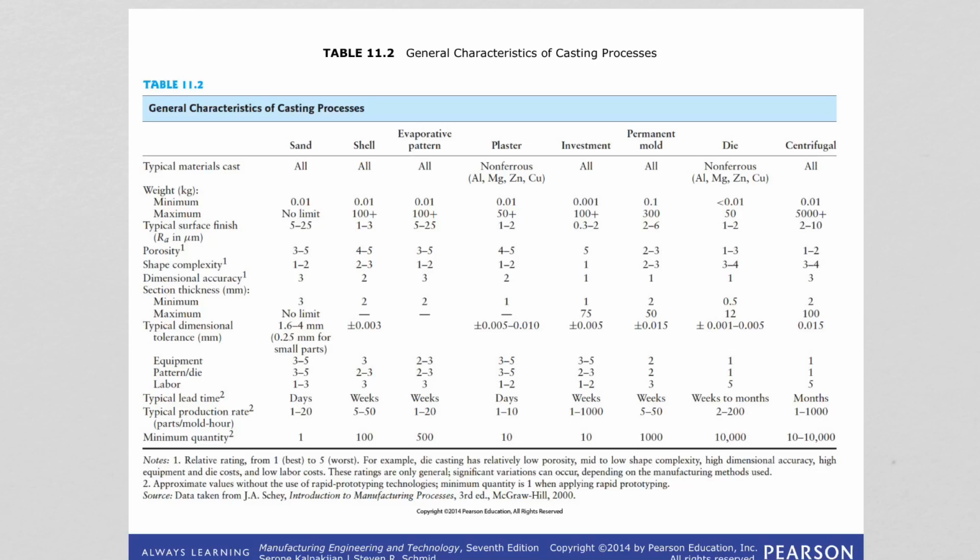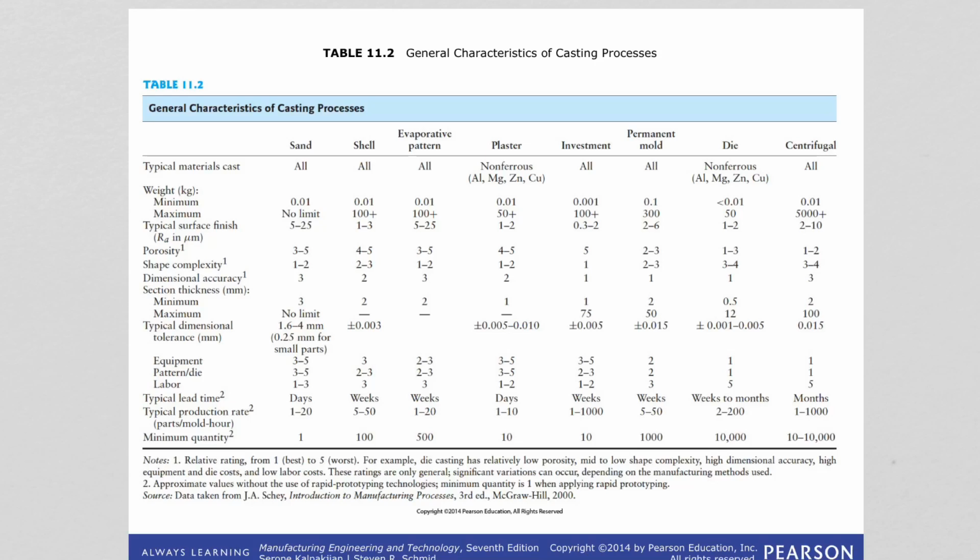So that means that die casting, for example, has relatively low porosity, because it ranges from 1 to 3, right? So shape complexity. For die casting, it is 3 to 4. That means it can create low shape complexity. If it's 1, that means it can create complex parts. It can cast complex parts.